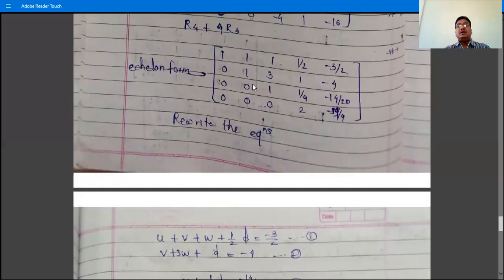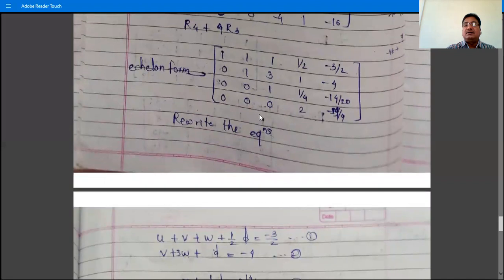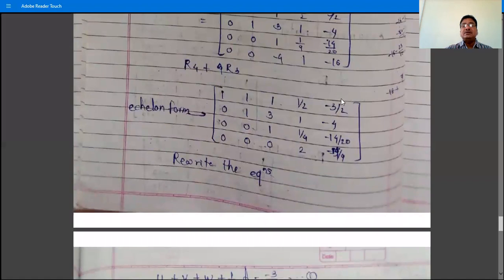And the second condition is what? The leading one of a lower row is to the right of the leading one of the upper row. That is, if you observe the leading one of a lower row, it is not below the leading one of the upper row. It is to the right, one place, or two places, or three places. If you compare these two rows, second and third, the leading one of the lower row is to the right of the leading one of the upper row. And if there are zero rows, they are situated at the bottom of the matrix. But there is no zero row. So this is in echelon form.